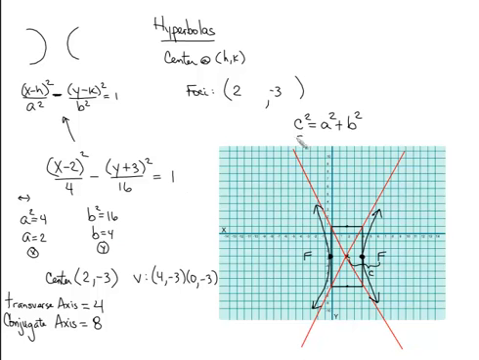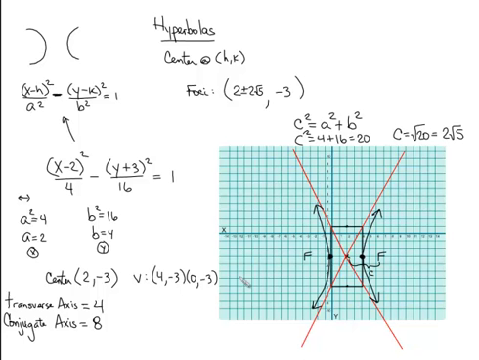Okay, so now we're going to plug it in. C squared is equal to a squared 4 plus b squared 16, which is 20. So that makes c equal to the square root of 20. Make sure you simplify that to 2 square root of 5. So now we're going to add that to get to one focus and subtract it to get to the other. Since the foci are moving in the x direction, we have to add and subtract that from the x coordinate to get our foci.